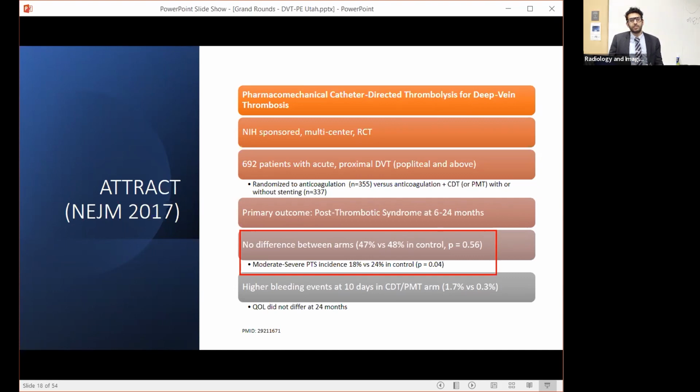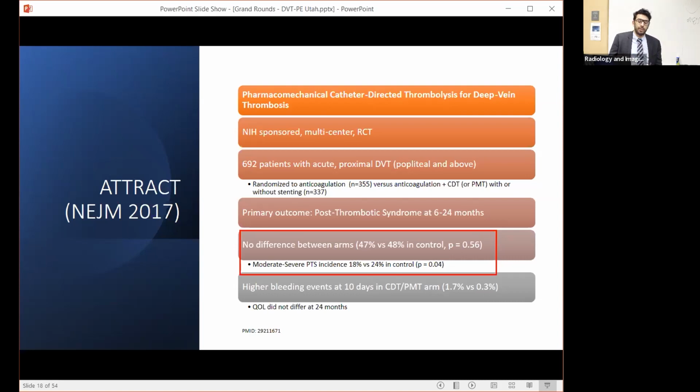And unfortunately, that's sort of the main takeaway from the study. But if you look at the data a little bit closer, you did see that patients who were treated and had moderate to severe PTS, that incidence was lower in the intervention arm, specifically patients who had iliofemoral DVT. So that's the same initial cohort from the CAVENT study.